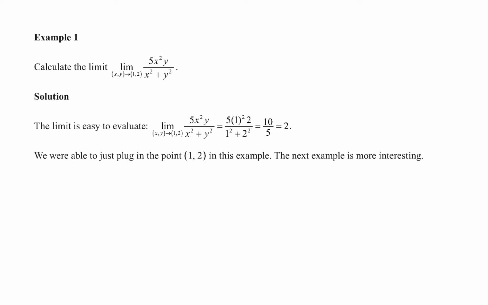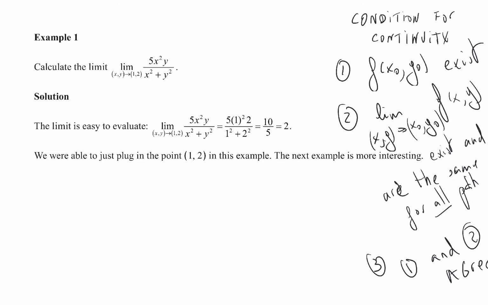Okay, example 1, so let me write again the condition for continuity of a function of two variables. The first condition is that the value of the function at the point x0, y0 exists. It's a number. The second condition is that when you approach the point, the limit exists.